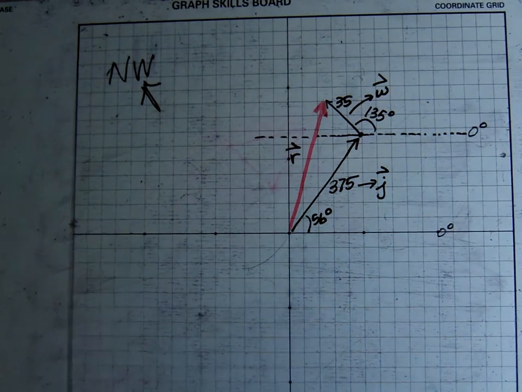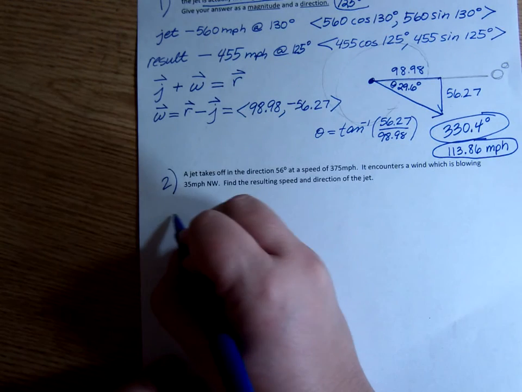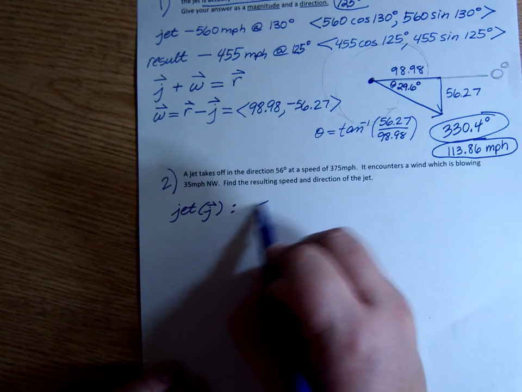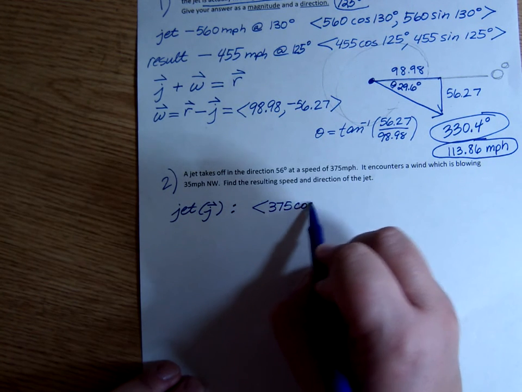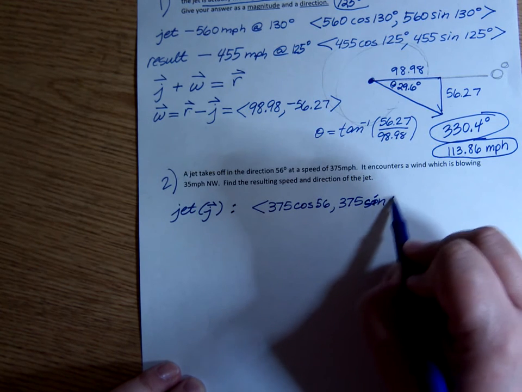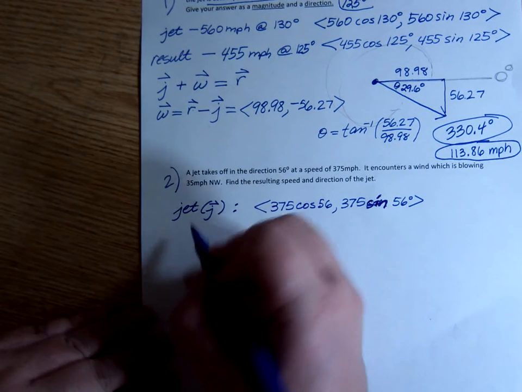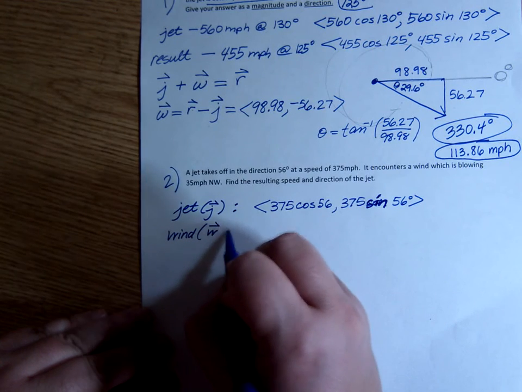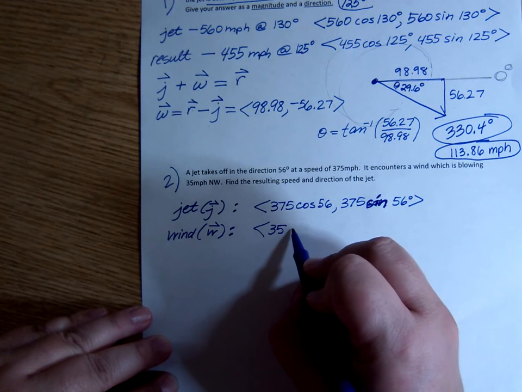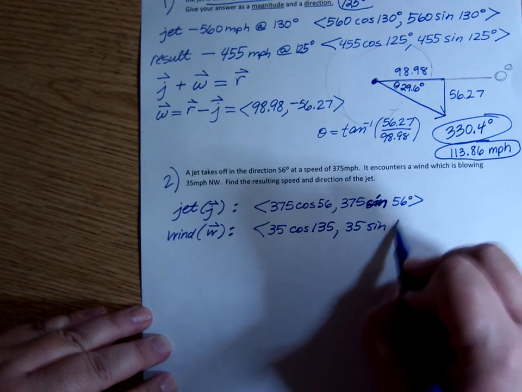Okay? So I'm going to take the jet speed and direction and write that in component form. 375 is the magnitude times cosine 56. 375 is the magnitude times, whoops, I wrote cosine again, sine 56. This should say sine. All right, now the wind. And this one is very straightforward. We're just adding. 35, and we said that was 135 degrees, and 35 sine of 135 degrees.